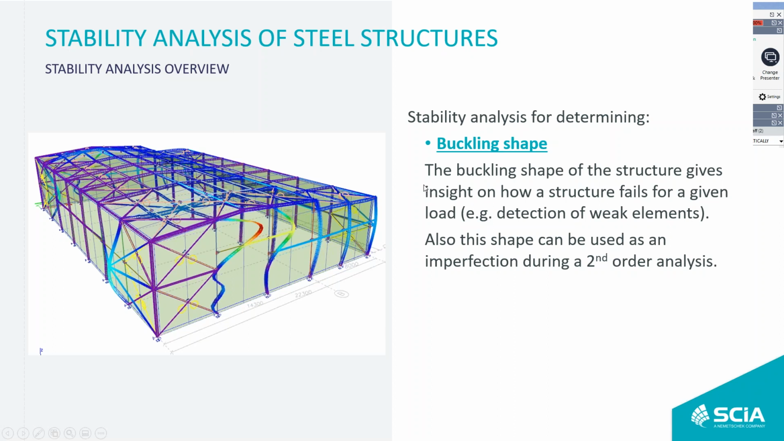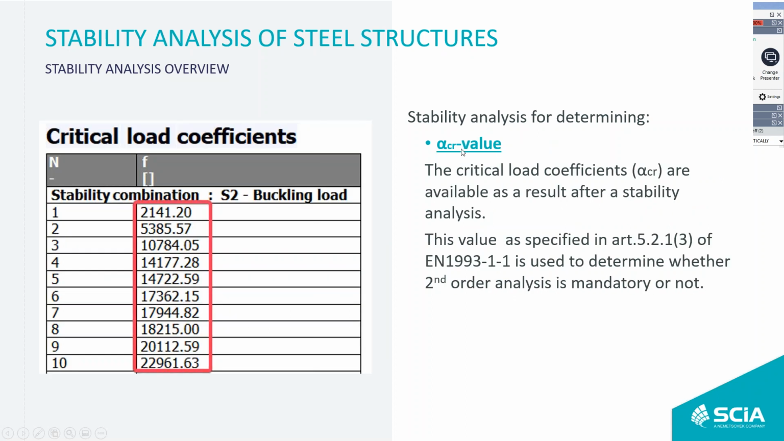Another thing it can provide is the so-called alpha critical value. In SCIA Engineer, it's called the critical load coefficient, or the alpha critical. This is a sort of amplification factor. It basically means that your normal force in your member, for example, or in your structure, multiplied with this value, is in fact your N critical, your critical Euler load. Under this critical load, you will get the flexural buckling instability. And this is for a given stability combination S2.